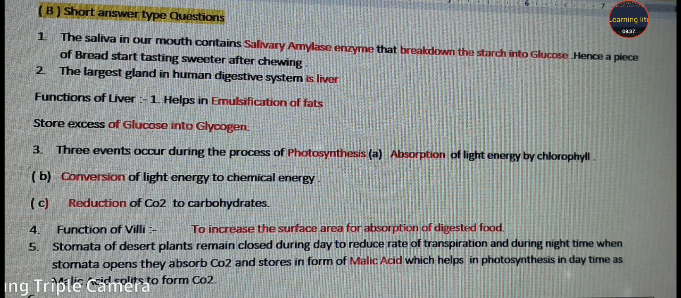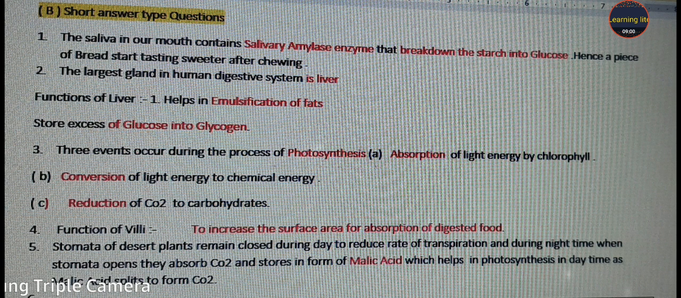Third question, what are the three events that occur during the process of photosynthesis? First, absorption of sunlight energy by chlorophyll. Second is conversion of light energy into chemical energy. Third, reduction of carbon dioxide to carbohydrate. What is the function of villi, student? It increases the surface area for the absorption of digested food.